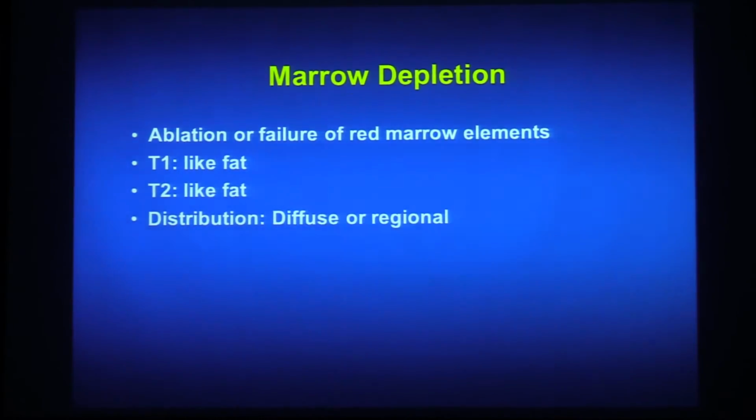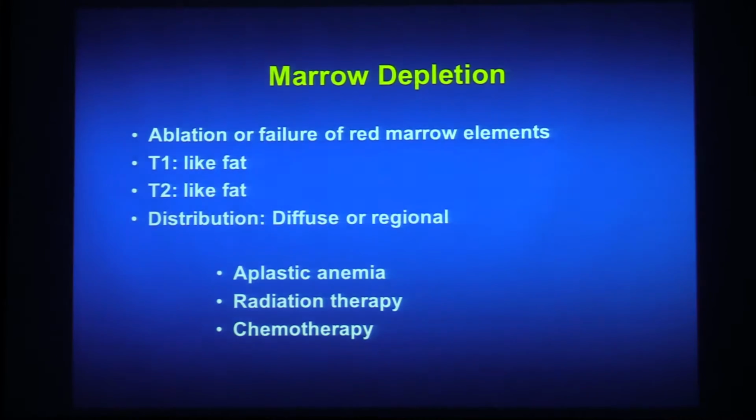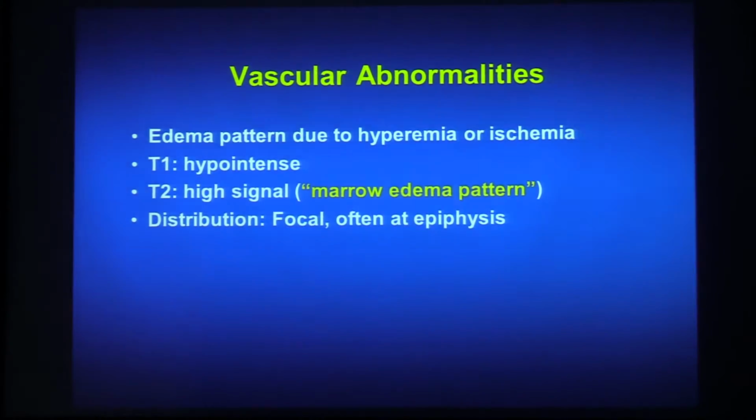What about marrow depletion? This is ablation or failure of the red marrow elements, and basically once you lose the red marrow elements, the marrow is going to look like fat on T1 and on T2. And these can either be diffuse or regional, and we're talking about aplastic anemia or changes due to radiation therapy or chemotherapy killing off the red marrow elements.